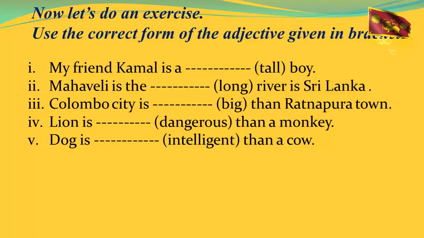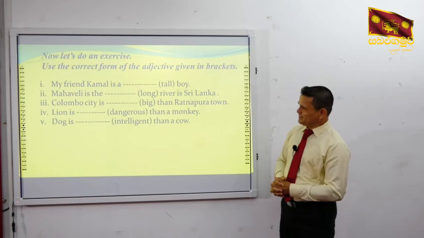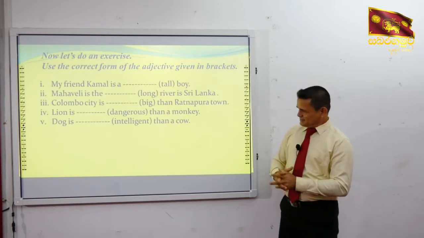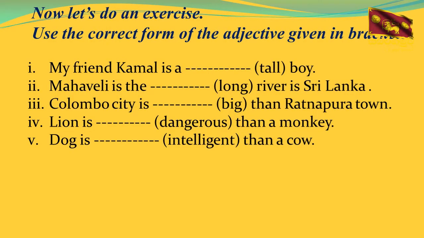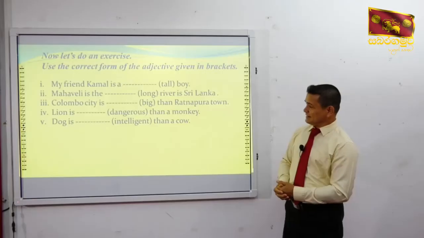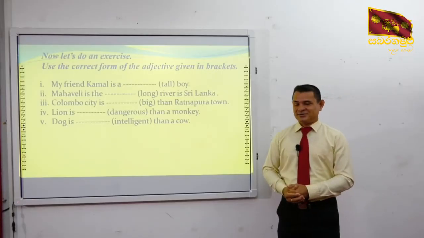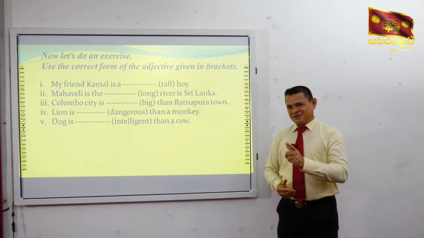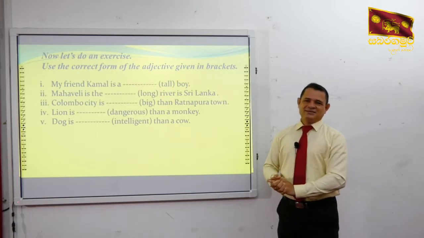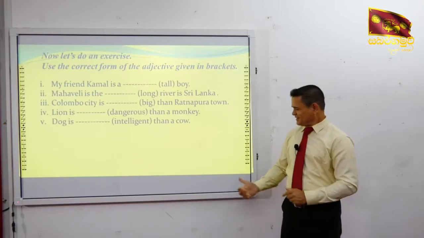And the next one. Colombo city is blank than Ratnapura town. Find the answer. Lion is blank than a monkey. Try to use maybe the positive or comparative or superlative. And dog is blank than cow. Could you find the answer for these blanks? Let's look at the answers.